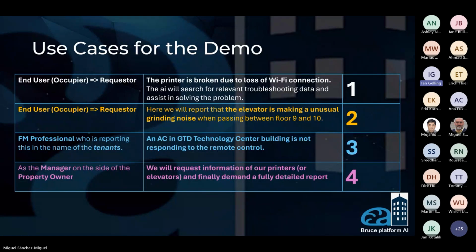The first one is a very simple scenario where the printer's broken due to loss of a Wi-Fi connection, but the user doesn't know that. So what the AI is going to do is help the user through that process, assist in solving the problem. In this case, we are acting as the requester in the demo.